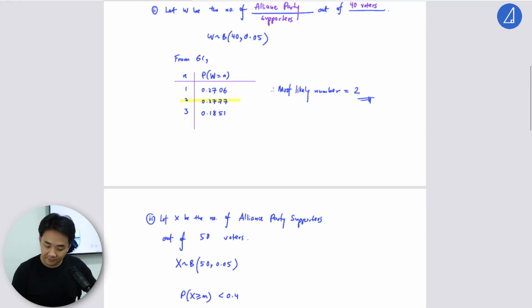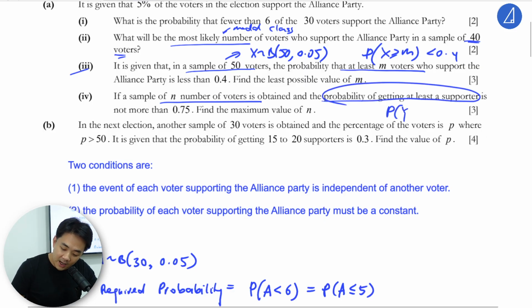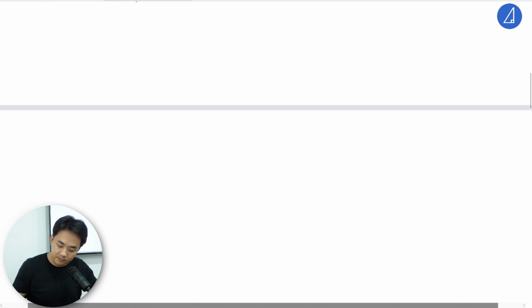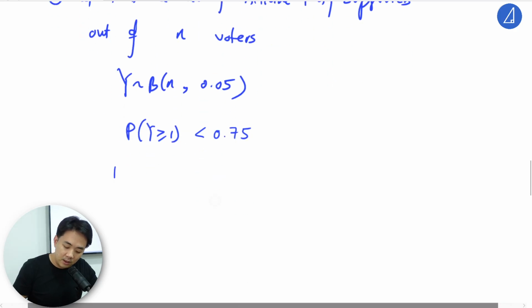Read the question for part 4. You want n number of voters obtained such that the probability of getting at least one supporter is not more than 0.75. So P(at least one) is not more than 0.75. Same thing, you just take 1 minus P(X = 0), and move 0.75 to the other side.